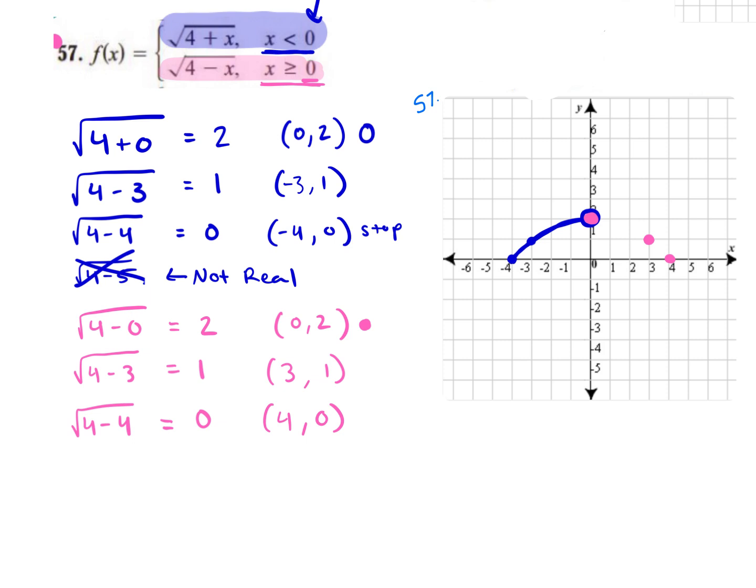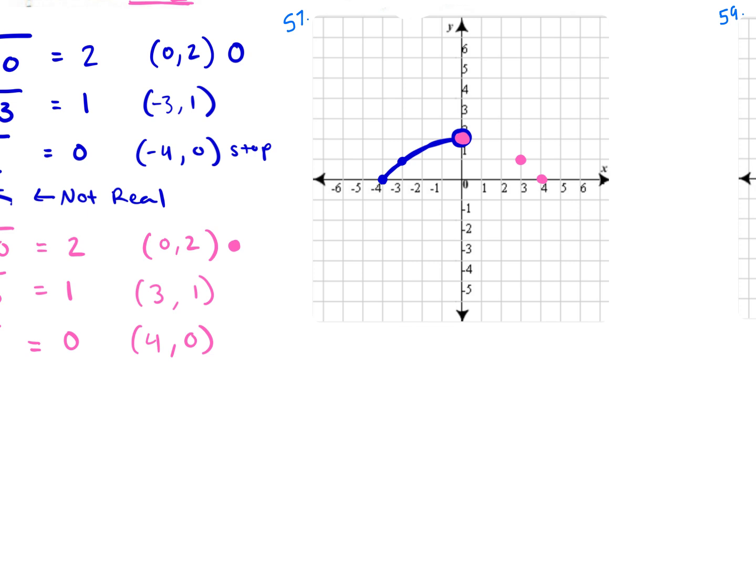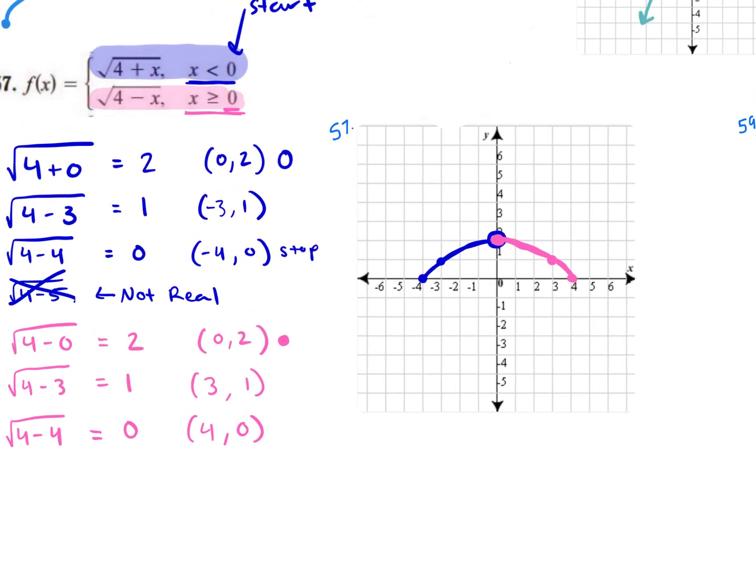Can I plug in anything greater than 4? No. Why not? It would be negative, and we can't have a negative under the square root. So we know that our graph is not going to have an arrow. It's not going to go forever this way because we can't have x values that are greater than 4. It's going to stop at 4. So our graph is going to look like this. So this would be our piecewise graph for 57.